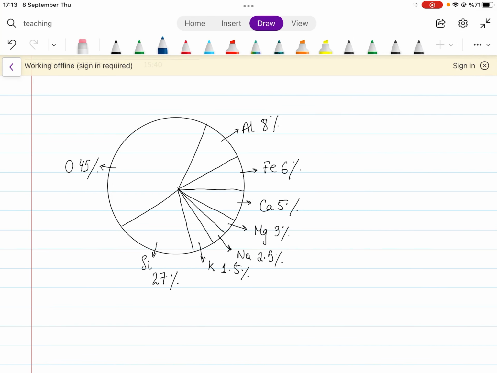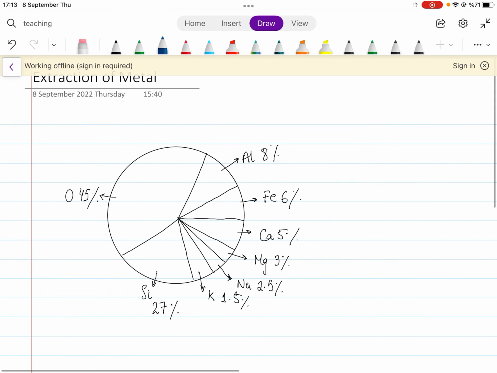Okay, so we're going to be doing extraction of metals today. The crust is mostly made of compounds, but it also contains some elements such as copper, silver, mercury, platinum, gold. They are native or uncombined because they're very unreactive. In this pie chart, you can see the different compositions of the Earth's crust and how it's made up of different elements.